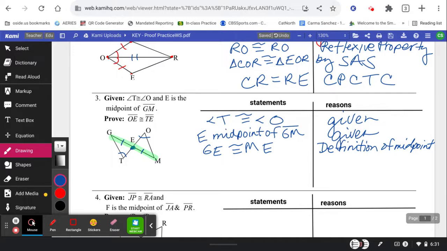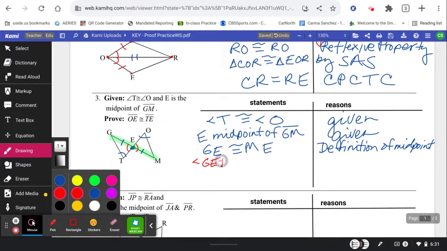So there's something else staring at me in the picture. Do you see it? You got it. These little vertical angles here. So we can say angle GET, you have to put the E in the middle when you're saying the angle name, is congruent to angle MEO by vertical angle theorem. Or vertical angles are equal, however you want to say it. Now can I say that the triangles are congruent? Yes, I have enough for congruency by angle, angle, side.